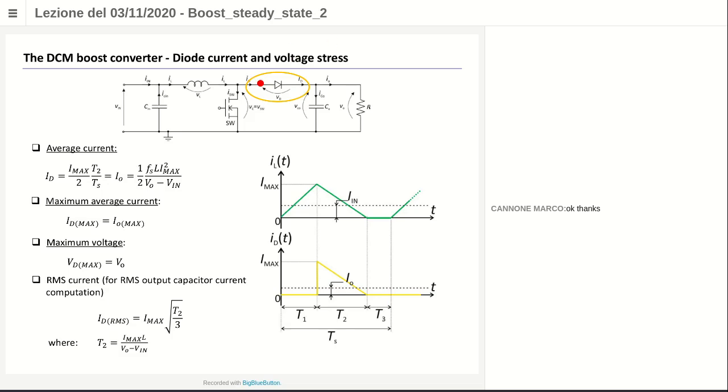The average value flowing to the diode is the same as the output current I0. So this is correct, the average current is I0. The average current can be easily computed by looking at this area here. It is a triangle, Imax divided by 2 multiplied by T2, divided by Ts, and so you get this expression here. And this expression here is I0. Remember that I0 is equal to V0 over R.